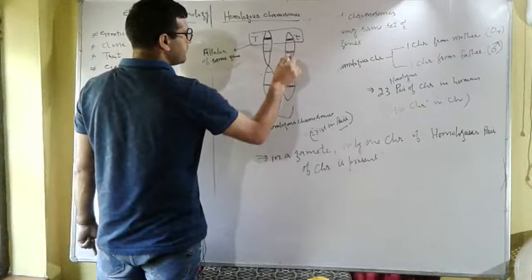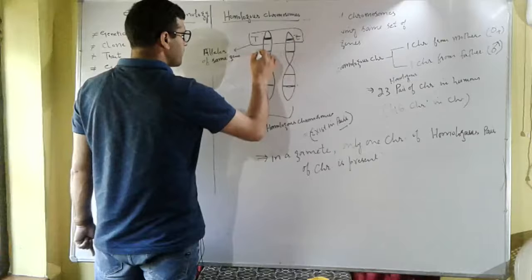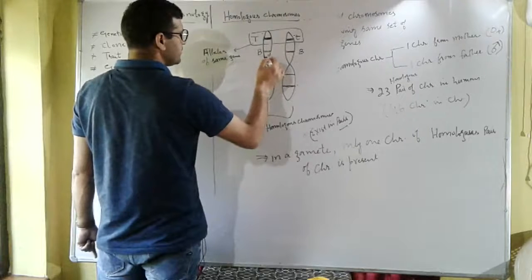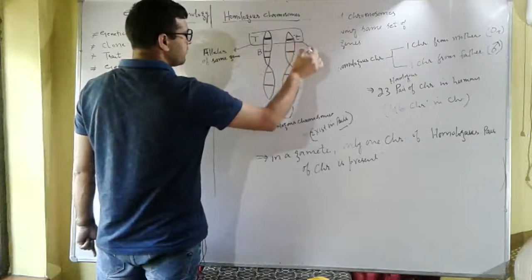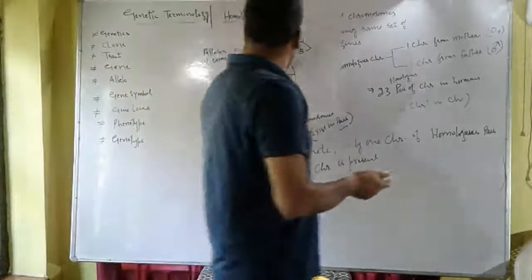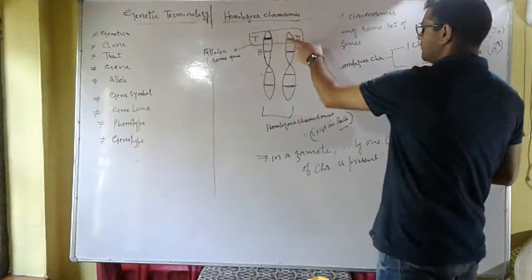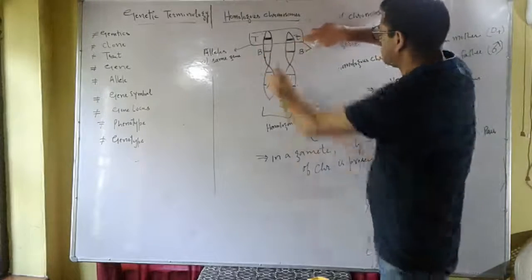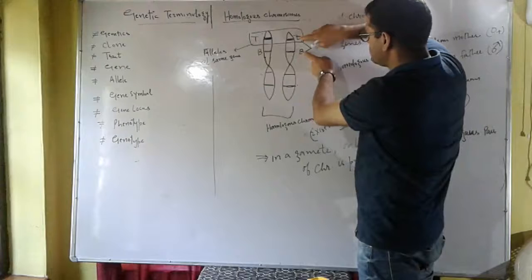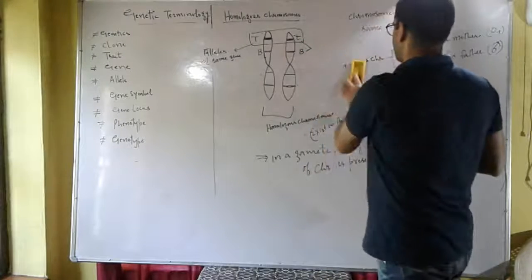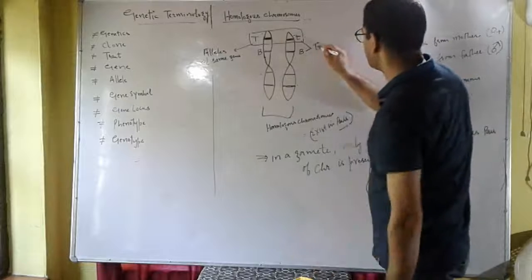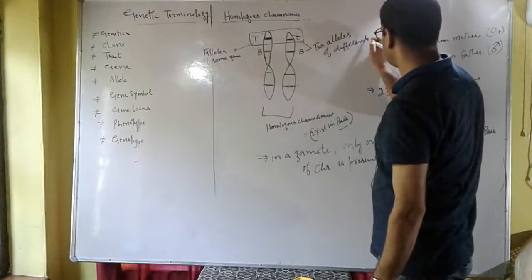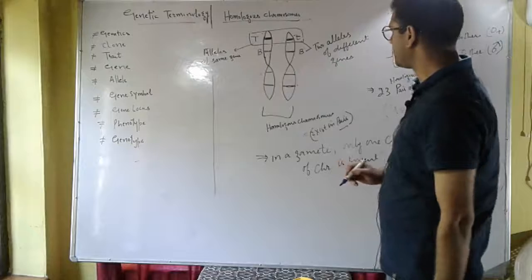For example, we have these two alleles. This is B, or we can say that these are two alleles of different genes. This is a gene, it has got two alleles. It's another gene, it has got two alleles. So these are two alleles of the same gene, but these are two alleles of different genes.